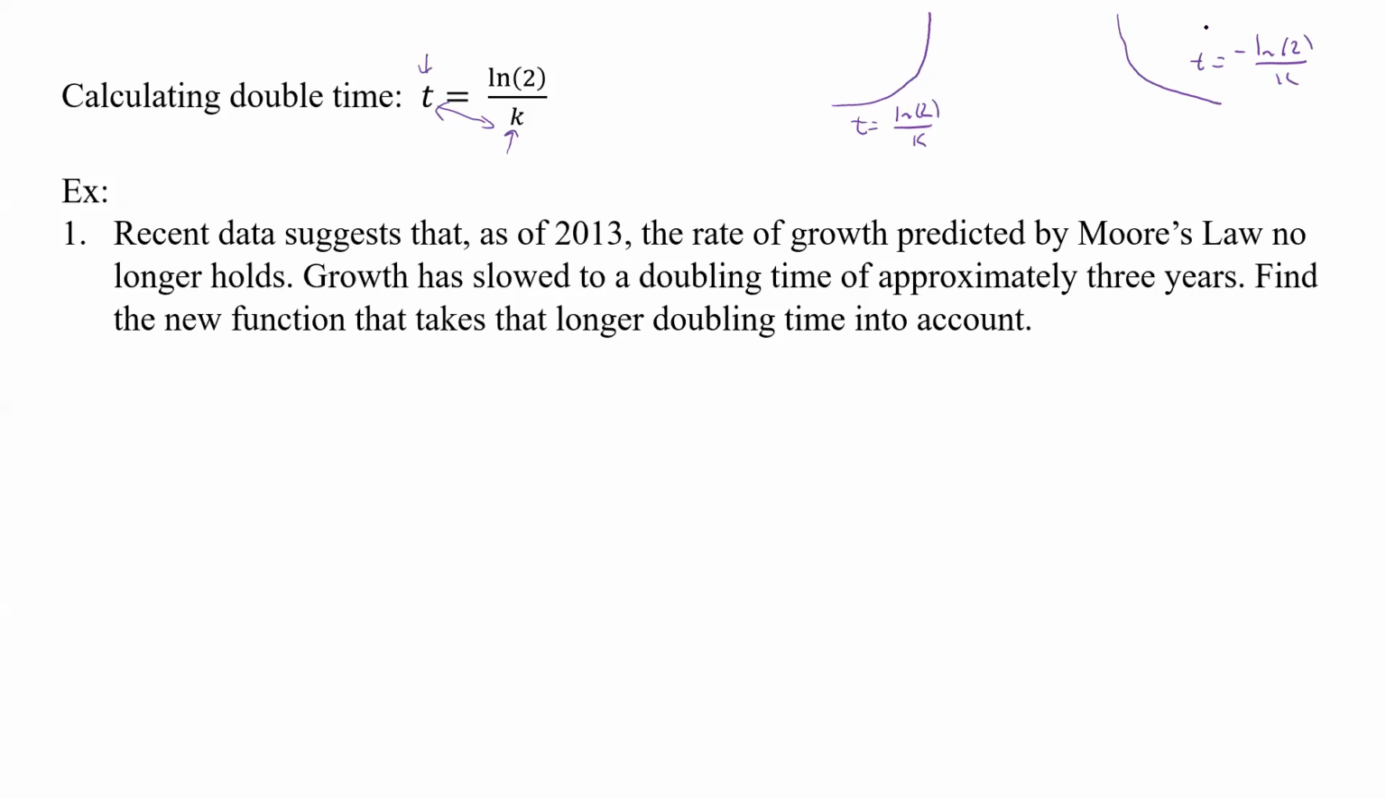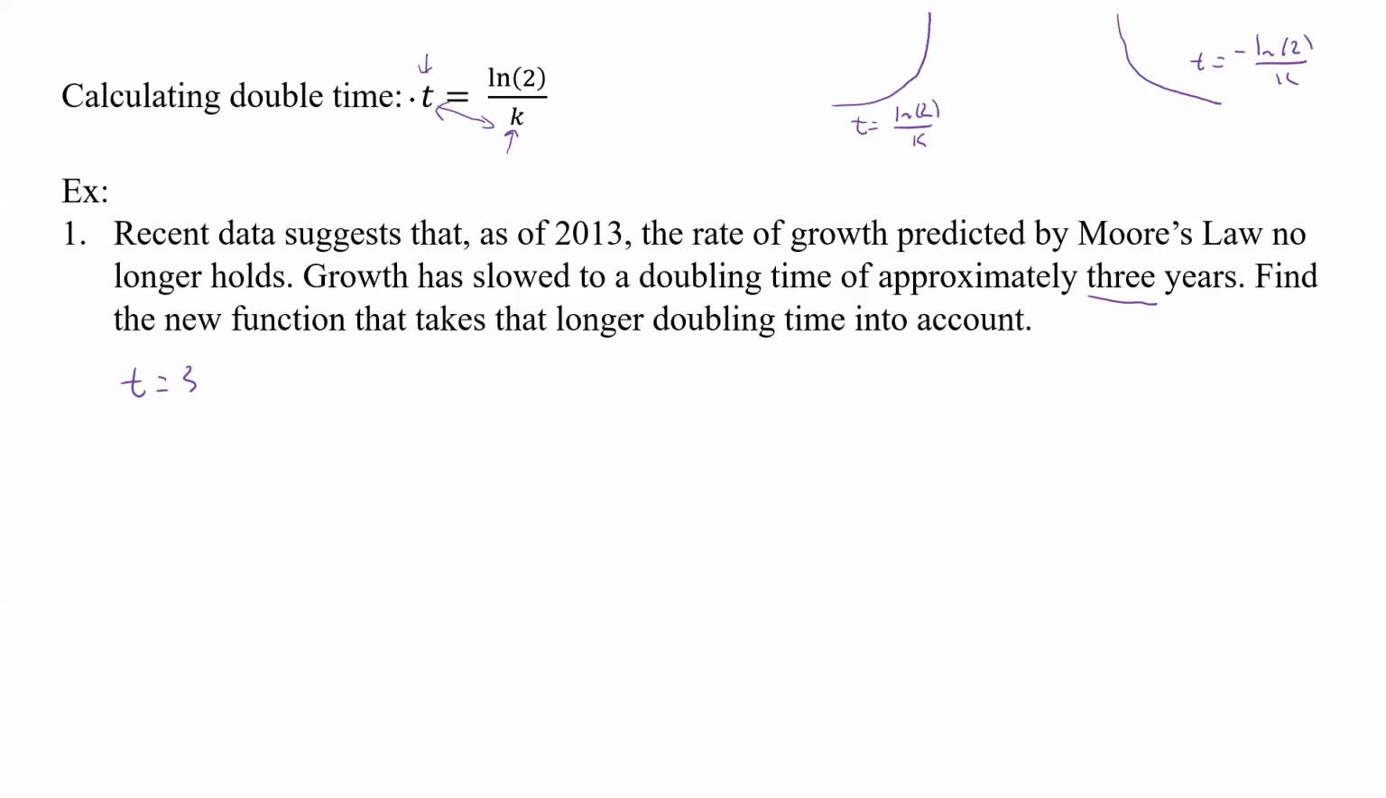All right, so this one shows Moore's law, which is saying that they're going to double the number of transistors on a computer chip every 2 years. But now it's saying that growth has slowed to a doubling time of approximately 3 years instead of 2 years. And what we're supposed to do is find the new function that takes the longer doubling time into account, which is that 3 years. Okay, so in this case, t is equal to 3. So what we need to do is find k.